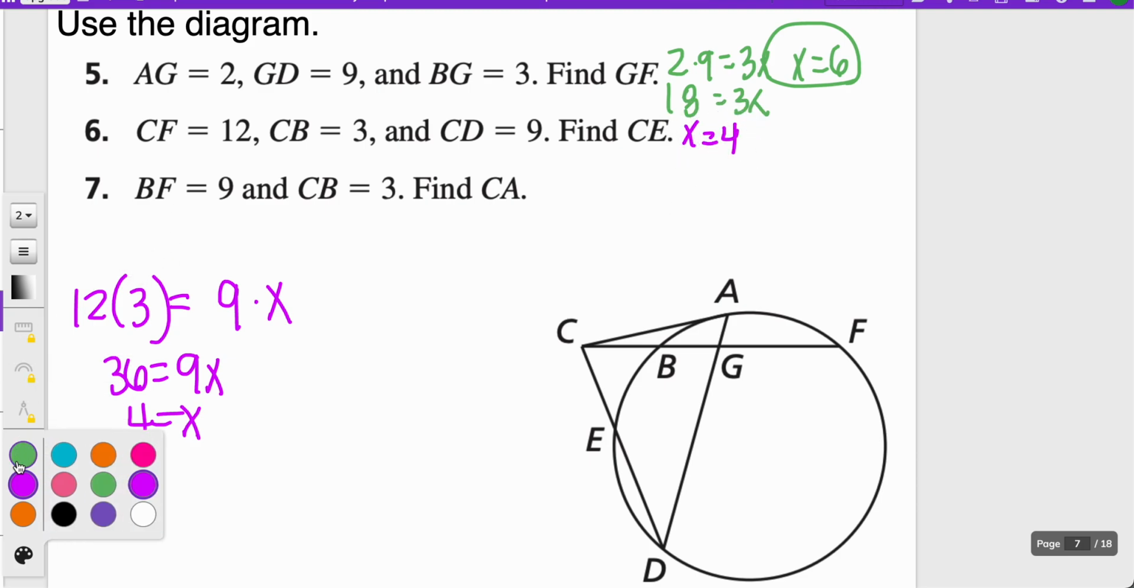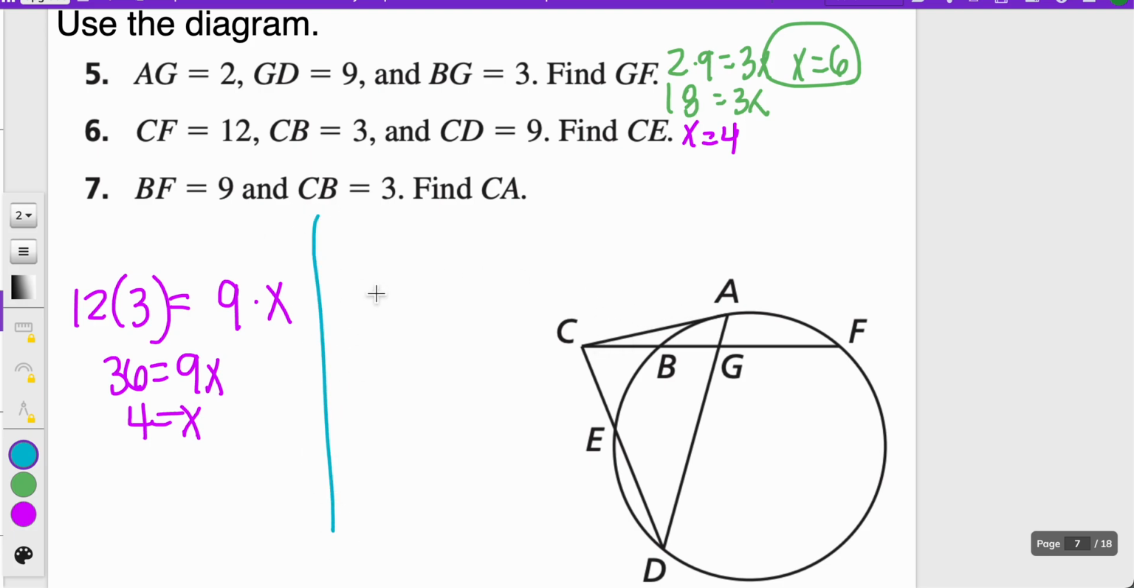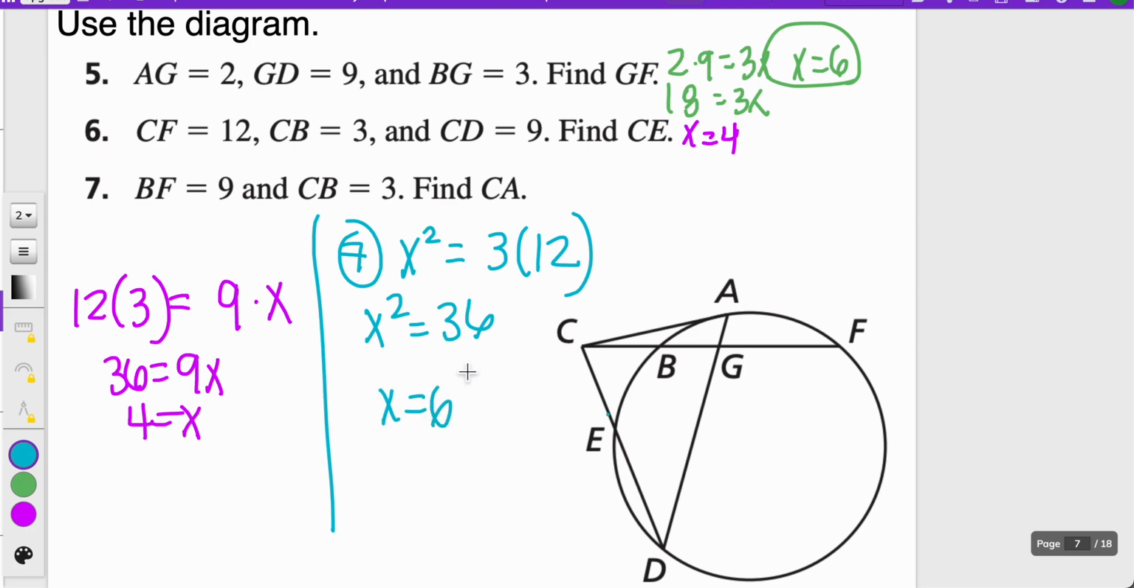And then for my number 7, BF is equal to 9, CB is equal to 3, find CA. So CA would be squared, so let's say x squared is equal to 3 times 12, because I need to get the entire length of CF, right? So x squared is equal to 36, so x has to be 6 for number 7.